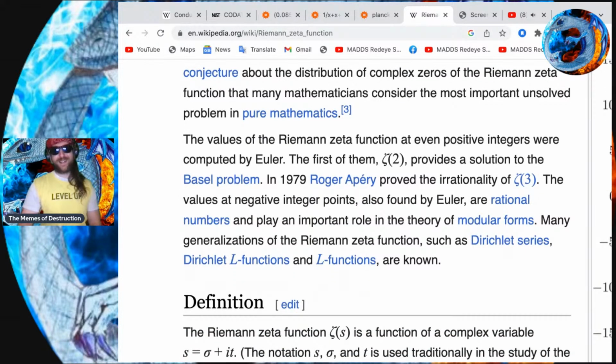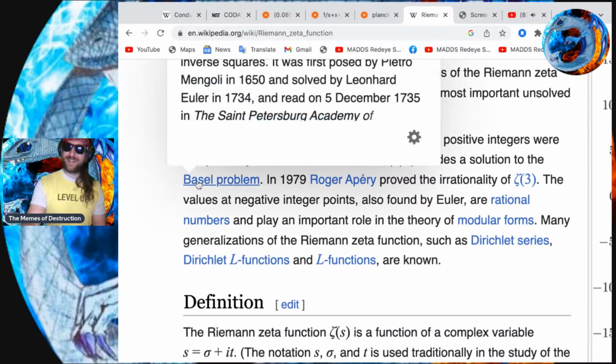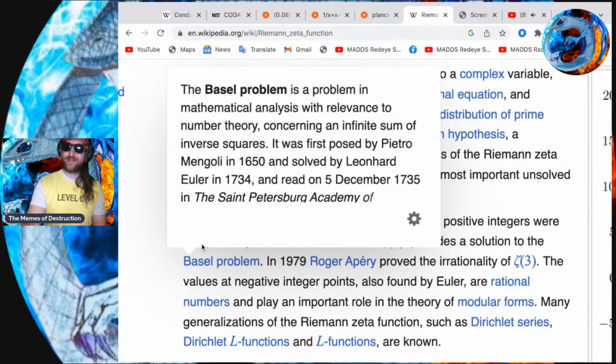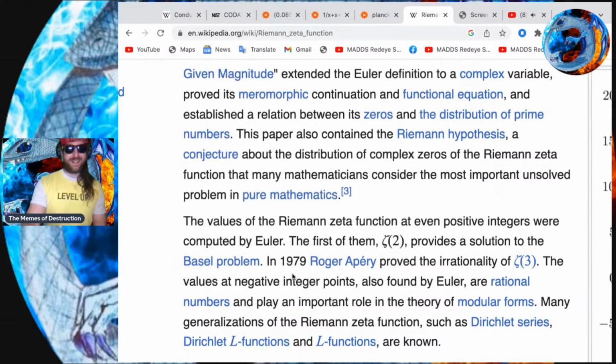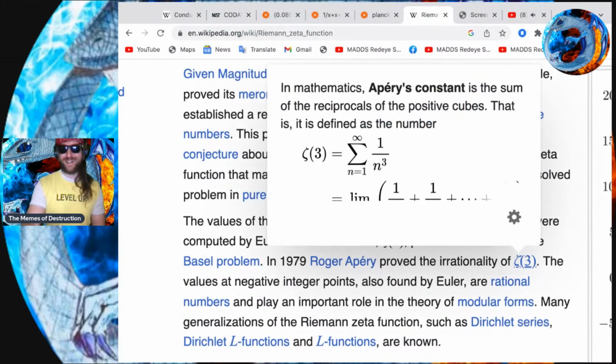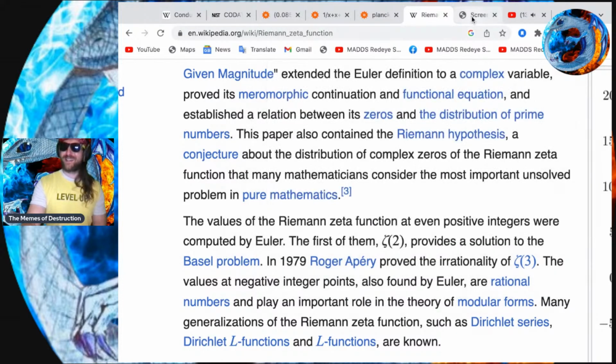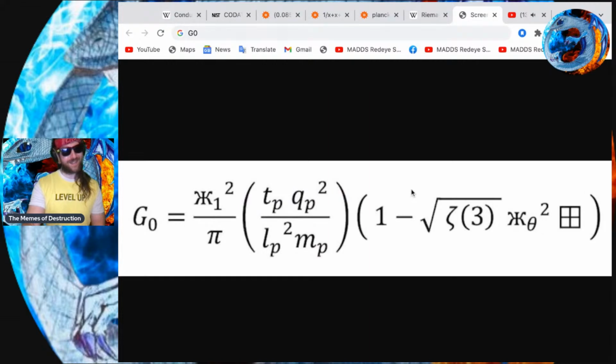The values of the Riemann zeta function at even positive integers were computed by Euler, because of course it's Euler. The first of them, zeta of 2, provides a solution to the Basel problem, concerning an infinite sum of inverse squares. Okay, so another math thing. In 1979, Roger Apéry proved the irrationality of zeta of 3, the sum of the reciprocals of positive cubes. Oh, very cool. So just a little thing to get the noggin jogging.